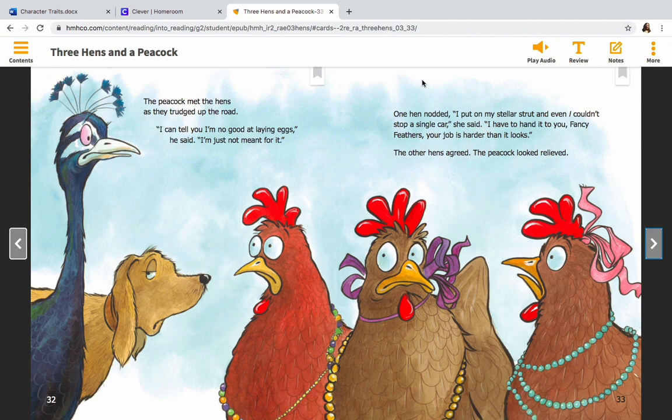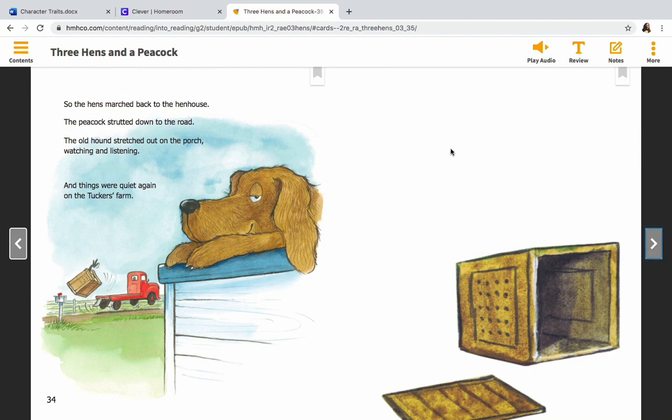One hen nodded. "I put on my stellar strut and even I couldn't stop a single car," she said. "I have to hand it to you, Fancy Feathers. Your job is harder than it looks." The other hens agreed. The peacock looked relieved. So the hens marched back to the hen house. The peacock strutted down to the road. The old hound stretched out on the porch, watching and listening, and things were quiet again on the Tucker's farm.